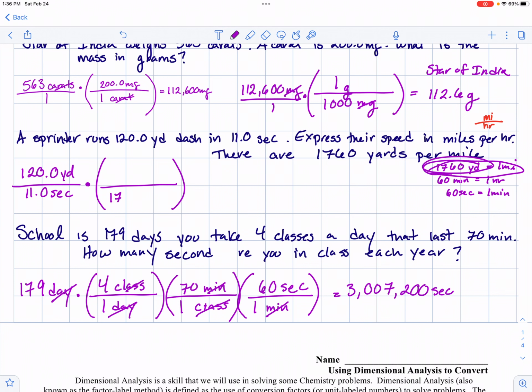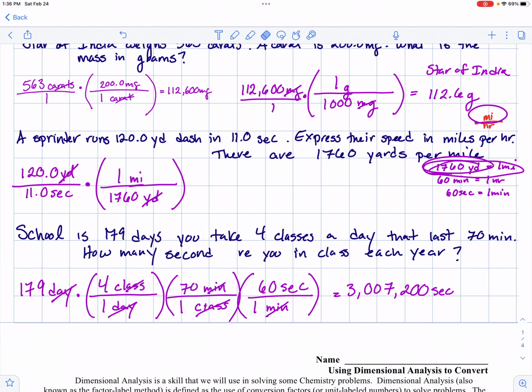So 1,760 yards per every 1 mile. That's going to get me out of yards mathematically and then into the mile. So now mile is left on top, which is where I wanted it to be. Now I'm not going to touch the mile part anymore, and I'm just going to convert out of seconds and into hours. So if you stopped right now and you did 120 divided by 11 times 1 divided by 1,760, technically your answer would be in miles per second. That's where we're at right now.